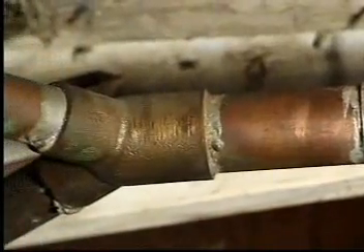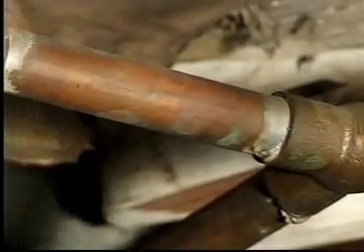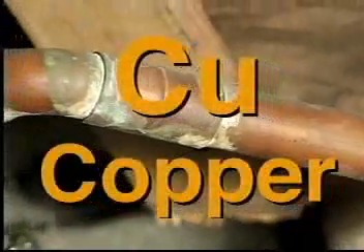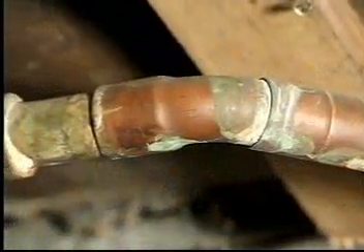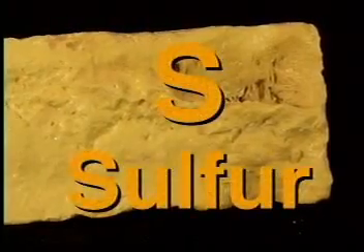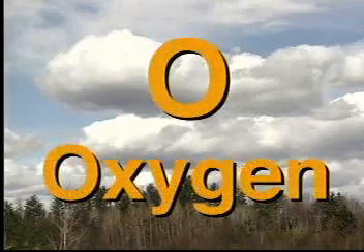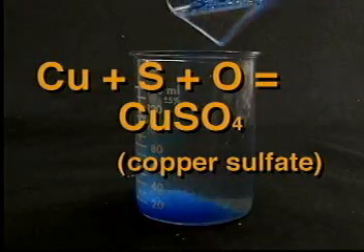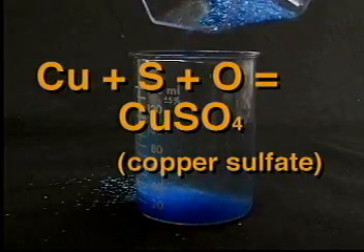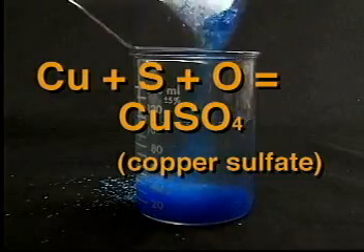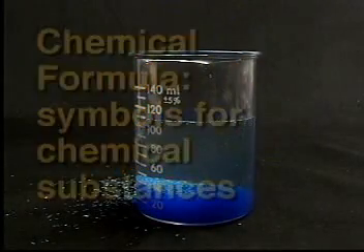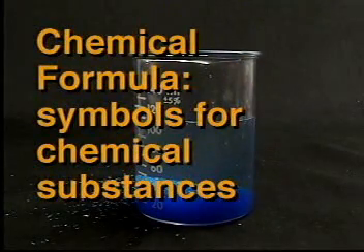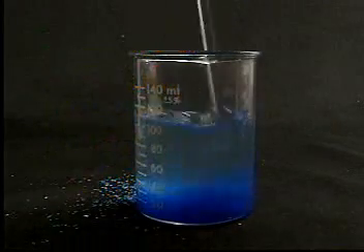As we discussed earlier, elements can be represented by chemical symbols. Chemical symbols can be placed together to make a chemical language. Different chemical symbols can be placed together to make a chemical formula, which can represent a compound, such as copper sulfate. A chemical formula is an abbreviated way of symbolizing chemical substances.